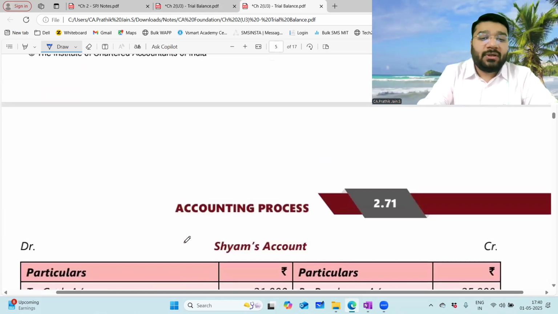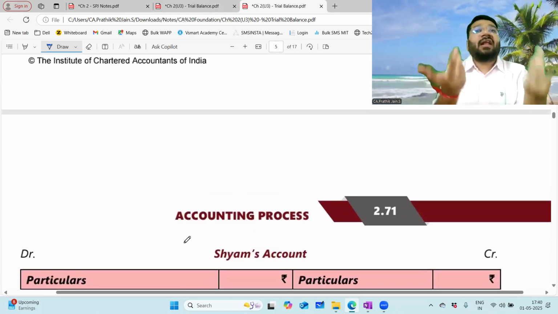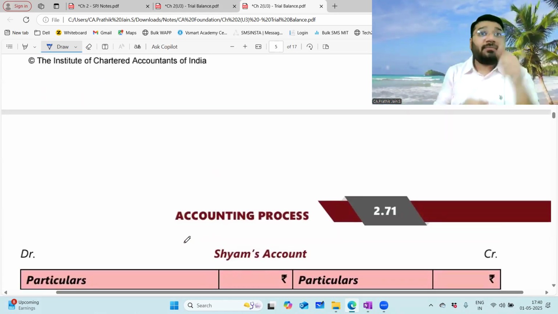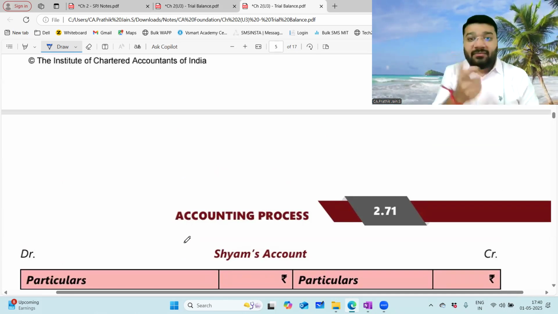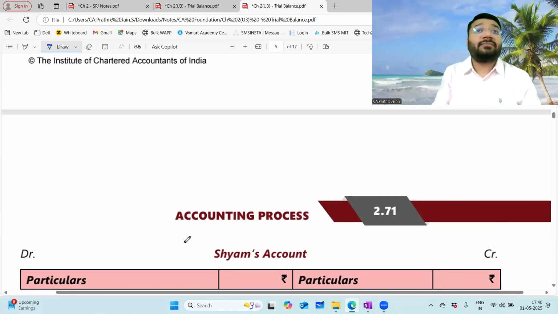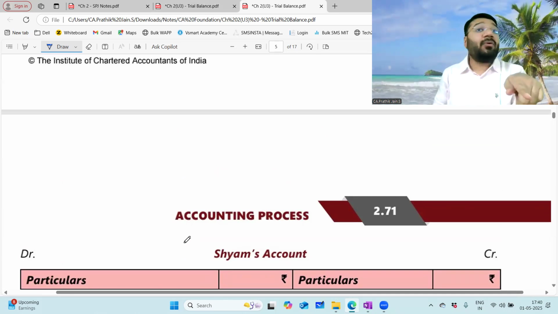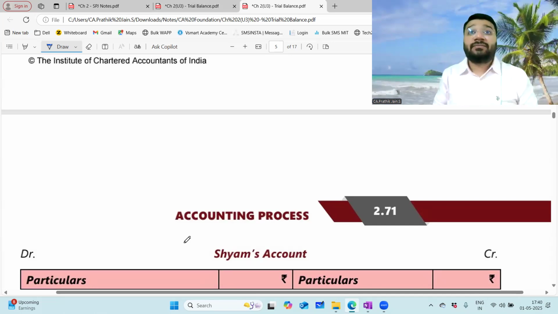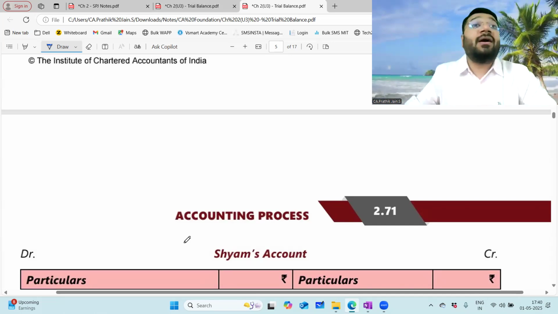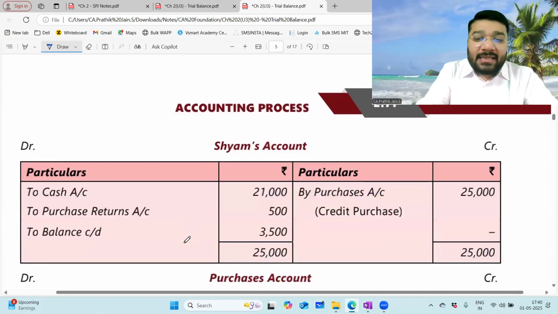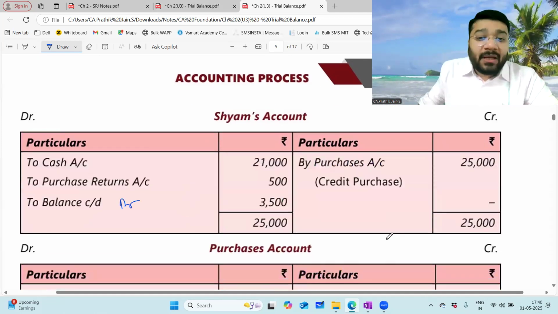Sham's account. Now Sham is a debtor or creditor, I don't know by name. Can you tell? Can you predict whether Sham is a debtor or creditor? So how do you know whether an account is of a debtor or creditor? We have to receive money or pay money. Looking at the balance.